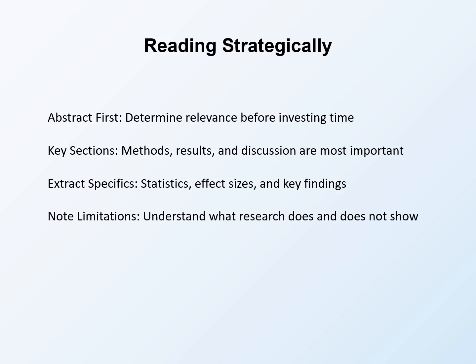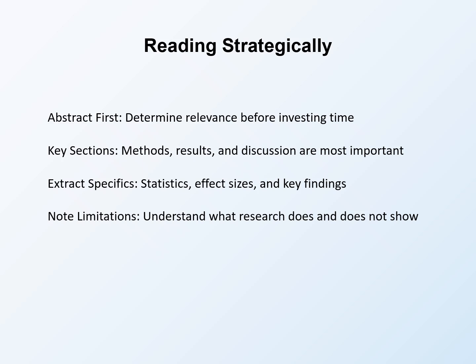Strategic reading skills help you extract what you need from research articles without spending excessive time. You cannot read every article in full, so develop a systematic approach. Always read abstracts first to determine relevance before investing time in the full article. A good abstract tells you the study's purpose, methods, key findings, and conclusions. If the abstract suggests the article is not relevant to your needs, move on to the next source.